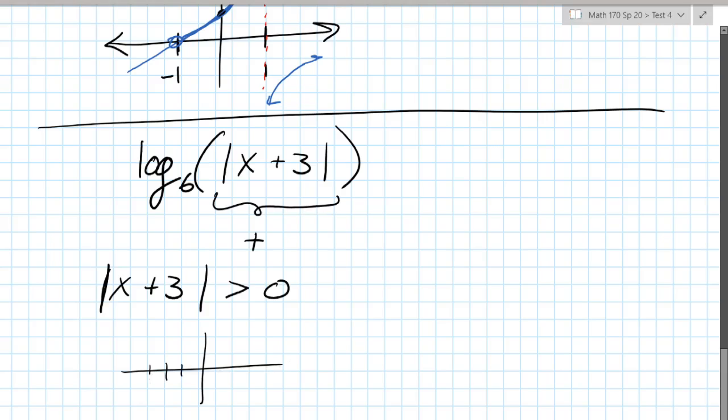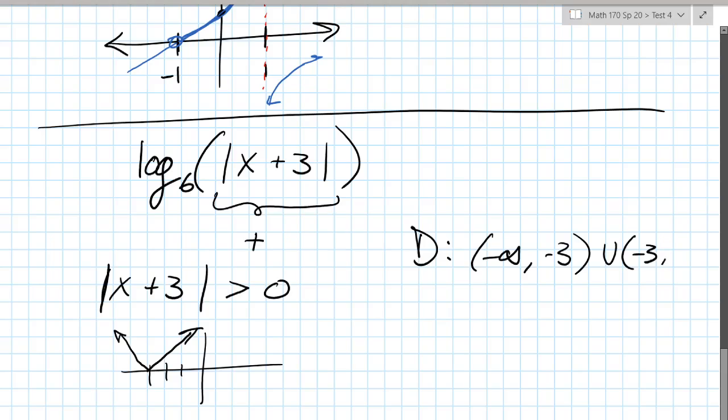That is, my sketch of what's going on looks like this. So I can use any numbers from negative infinity up to negative 3, and then any numbers from negative 3 up to positive infinity. The only number that can't be used is negative 3, because that would give me negative 3 plus 3 is 0, absolute value of 0 is 0. The log base 6 of 0 is undefined, because that's where the vertical asymptote is.